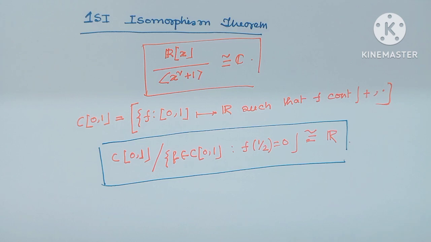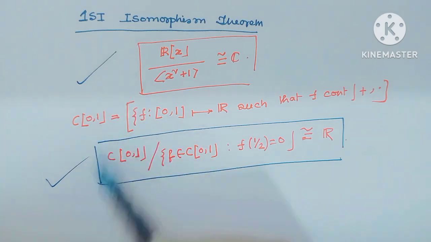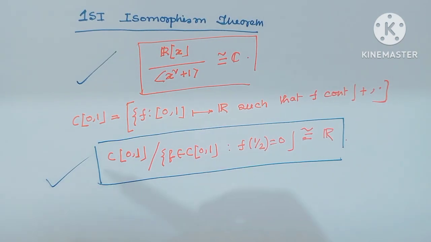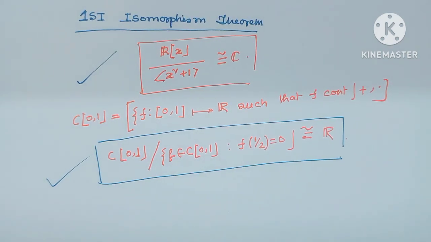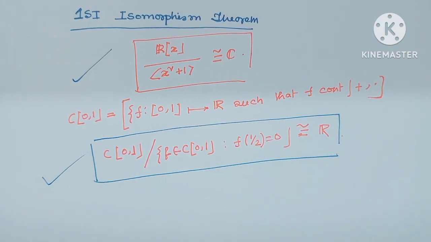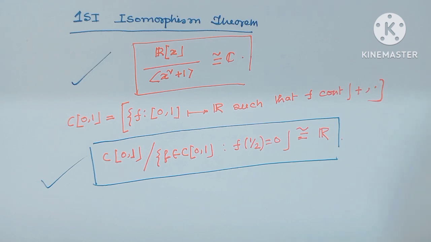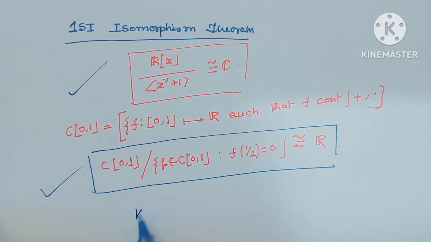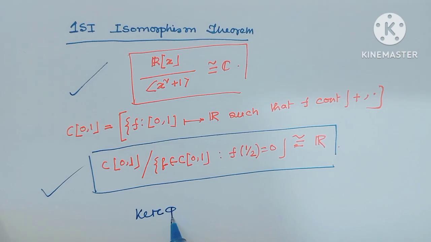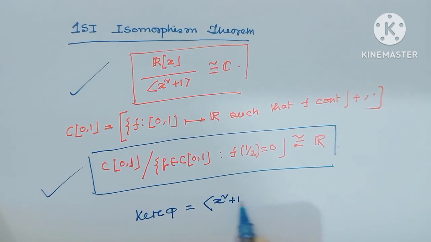Today's goal of this lecture: I will see these two parts, and I will prove this by the first isomorphism theorem in ring theory. Okay, let's see the first part. R[x] modulo the ideal generated by x² + 1 is isomorphic to the complex numbers. Notice here the kernel φ is the ideal generated by x² + 1.